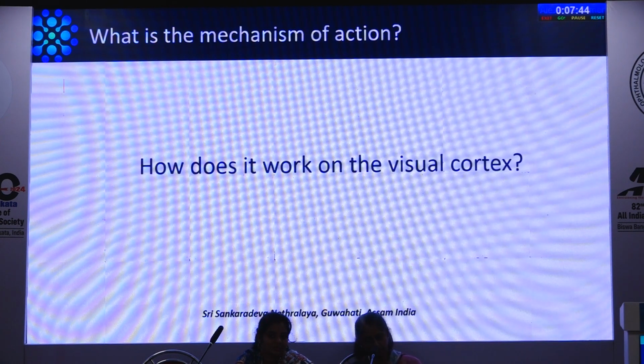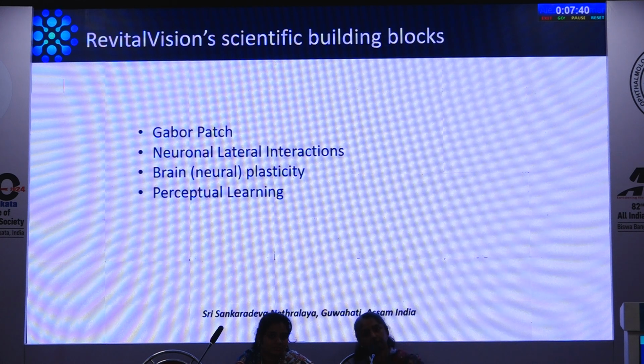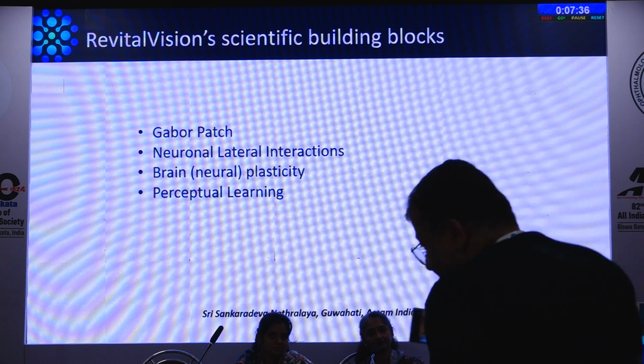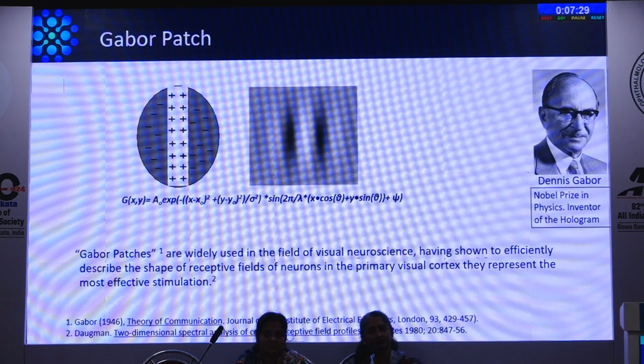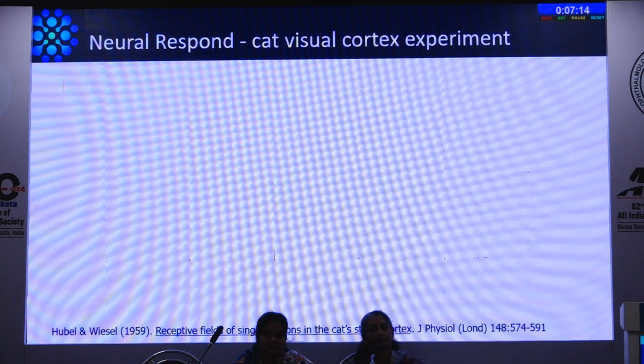So what is the mechanism of action? How does this work on the visual cortex? Revital's scientific vision building blocks are 4. One is the Gabor patch, then neuronal lateral interactions, neural plasticity, and perceptual learning. What is a Gabor patch? Gabor patches are widely used in the field of neuroscience, having been shown to efficiently describe the shape of the receptive fields of neurons in the primary visual cortex. They represent the most effective stimulation.